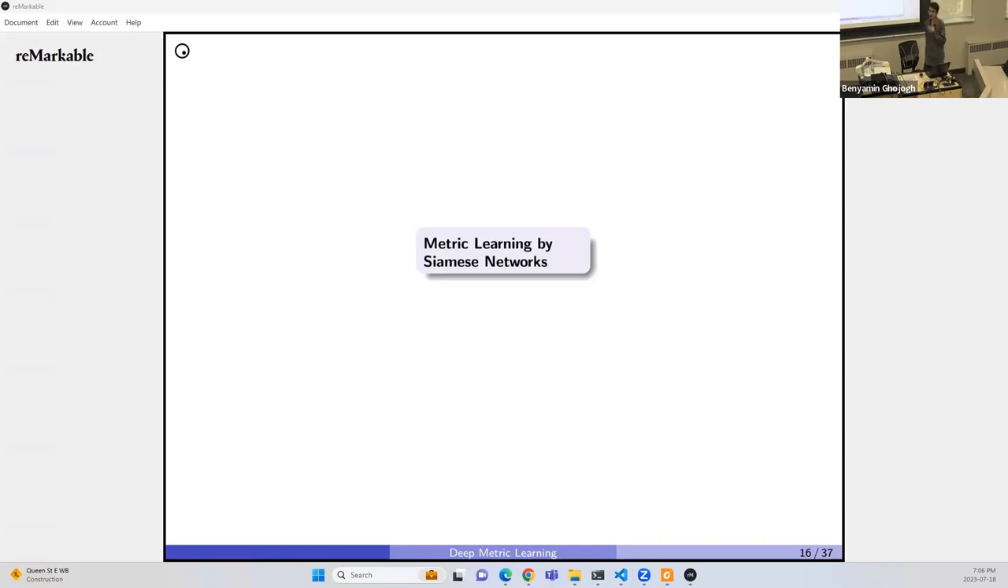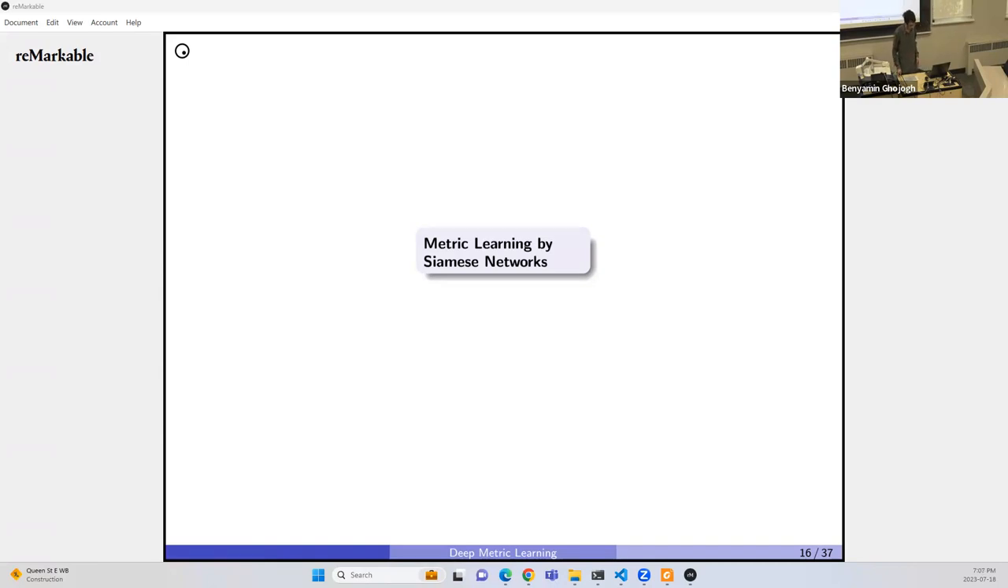Last session, we talked about several things, including restricted Boltzmann machine. And then at the end, we talked about autoencoder and metric learning by different loss functions. Now we'll continue deep metric learning by Siamese networks.